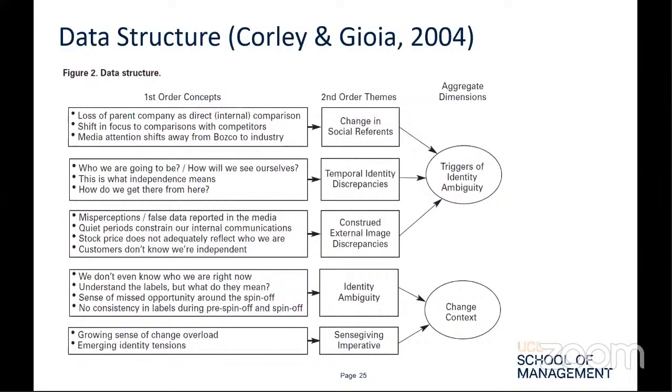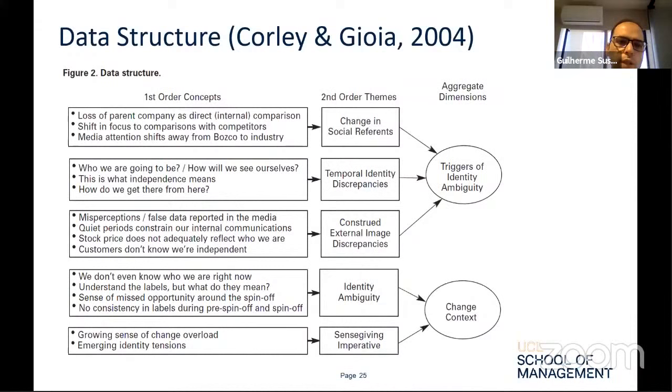Regarding this slide, is it fair to say that there is a zero order coding where you do the line by line in vivo coding, and therefore this first order concept is already a pre-screening of that line by line in vivo coding? Yes, if you do it that way, yes. I don't necessarily do it that way. I will show you some, but for me it's a mix. But yes, often first order concepts are already some kind of merger of even more specific in vivo codes or line by line codes.